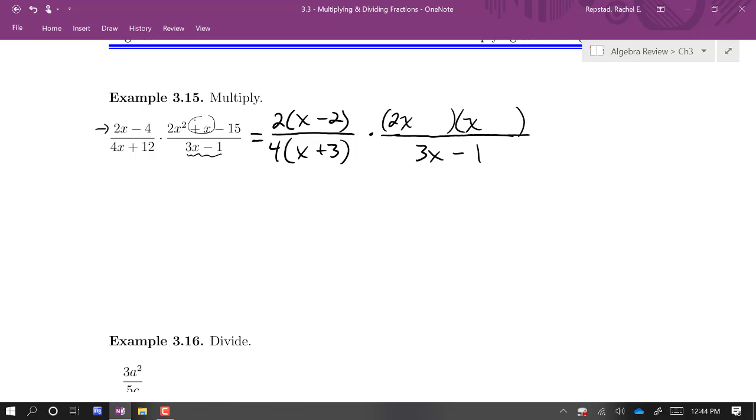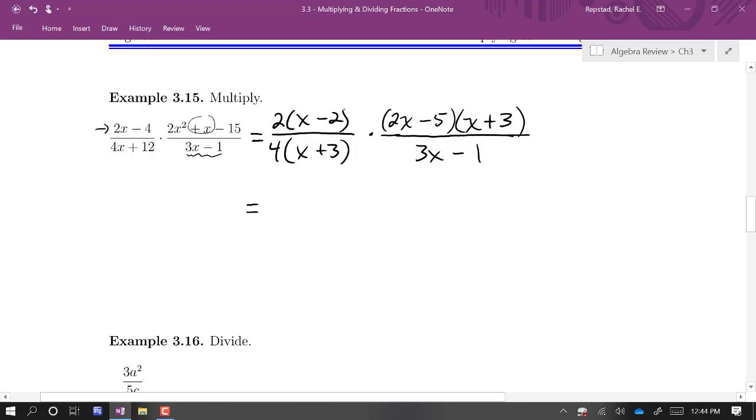And I think what will work is x plus 3 and 2x minus 5. Then you'll see that we have a plus 6x in the outside terms and a minus 5x inside. Now everything is factored.